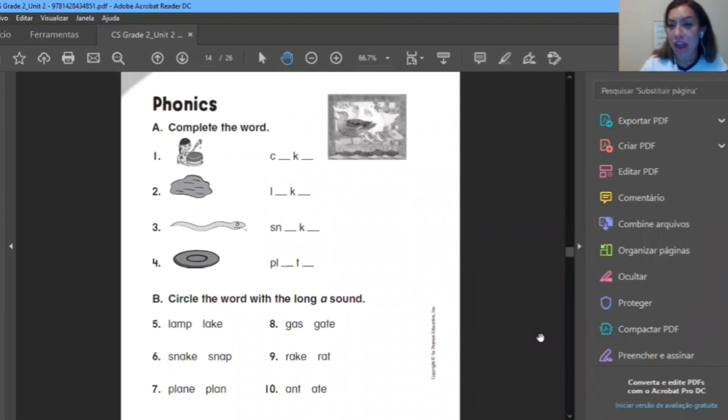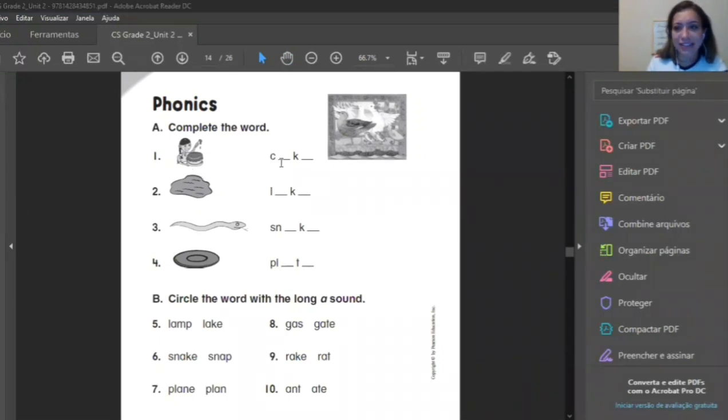So, first one, letter A, we need to complete the word, all right? So, let's complete. Number one, what do you think that is? What is that in the girl's hand? It's a cake, right? So let's complete with the A and the E. Okay, very good. Cake, all right. Number two, that's a lake. So let's complete. All right, number three now. What is this animal? It's a snake, yes.